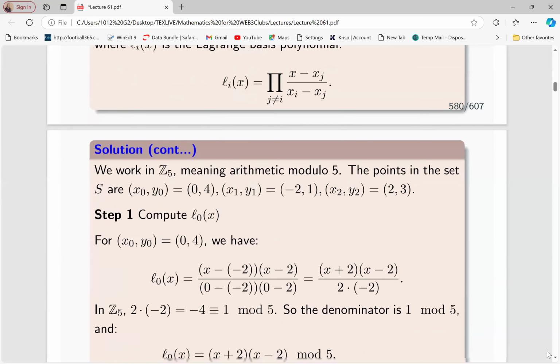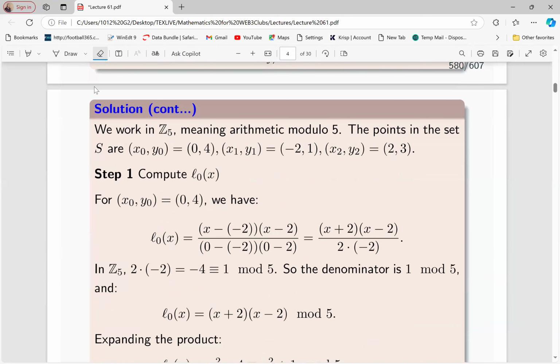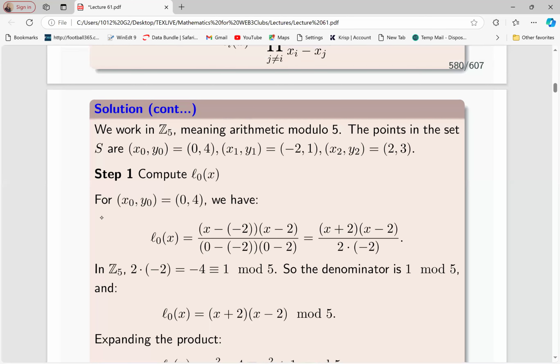Let me take you through the working here. Now, I had already explained up to this point. So I got that negative 4 mod 5 will be 1. So when you do that, this is what you get.